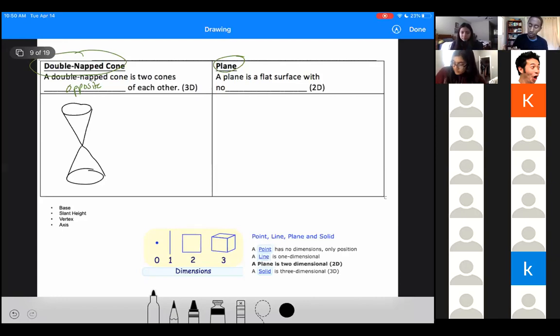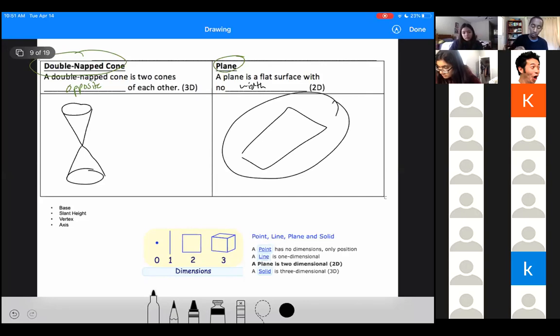Then you have a plane. A plane is a flat surface with no width, you could say, or no depth. So a plane is just a two-dimensional surface. A conic section, circle, parabola, ellipse, hyperbola, comes from when you intersect this plane with this double napped cone. Depending on how they intersect, it will create a conic section of one of those four, okay?